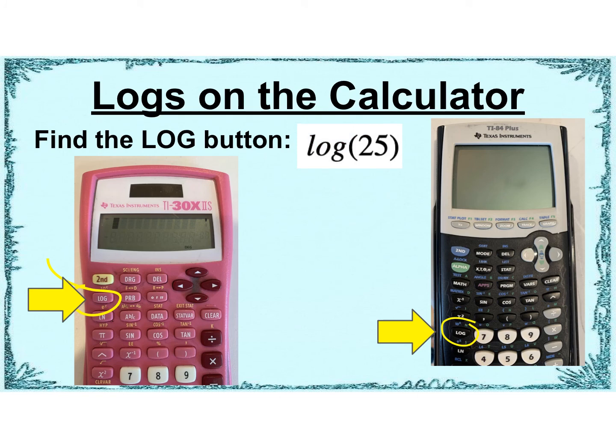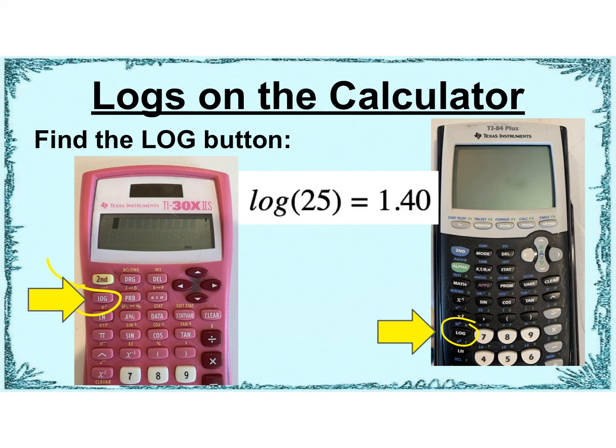So if we're using the pink calculator, you want to look for the log button, and that's what we're going to be using. And if you're on the TI-84, there's the log button. So go ahead and press log 25, and you should get 1.40. And remember, that had a 10 there. So what this means is that 10 to the 1.4 must equal 25.